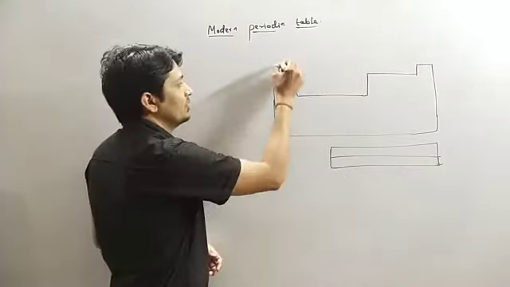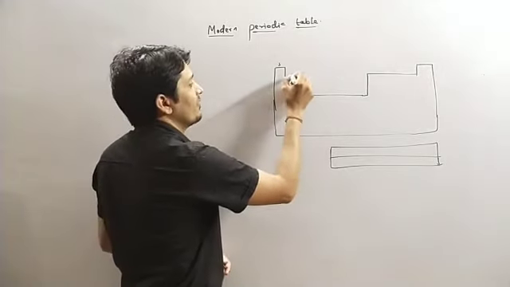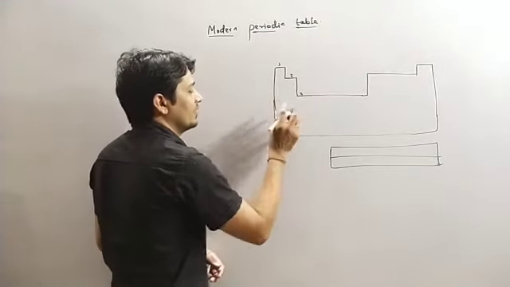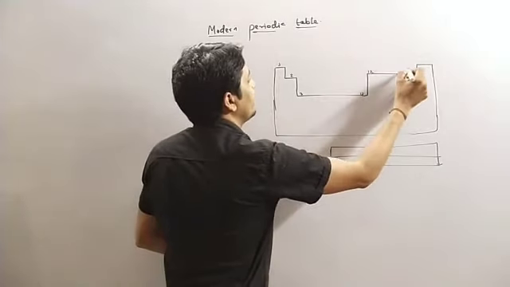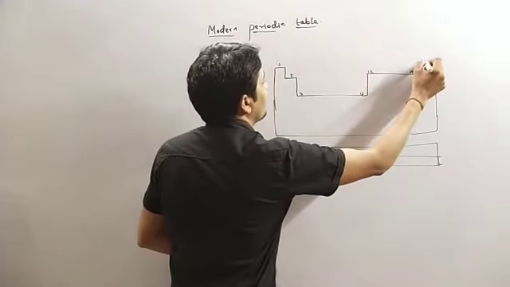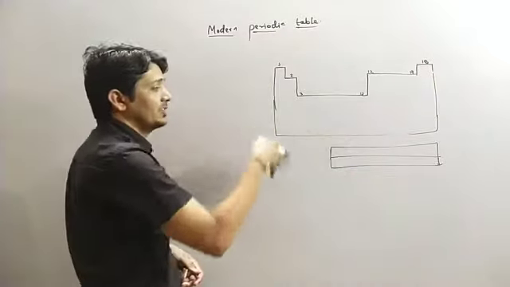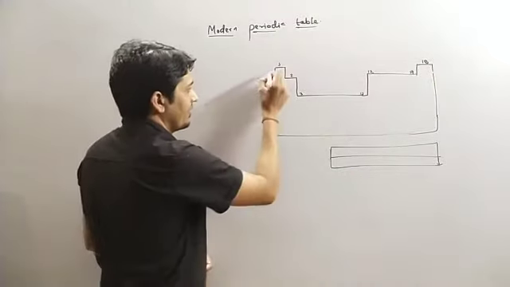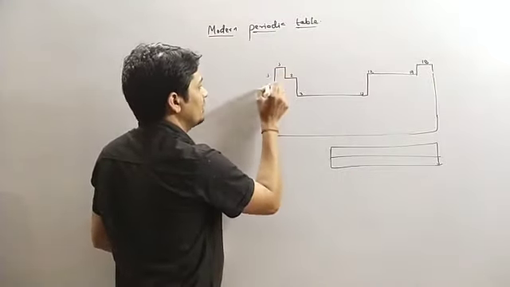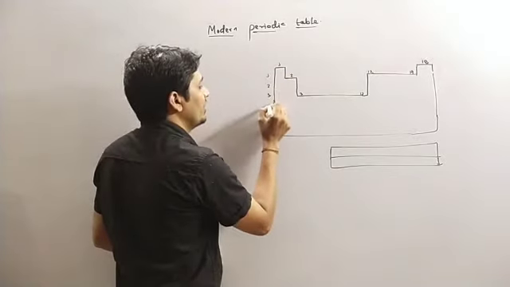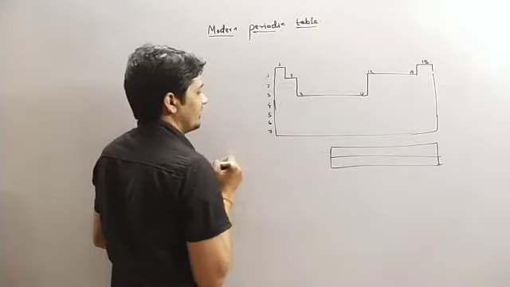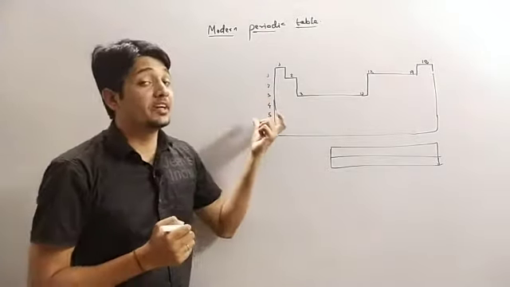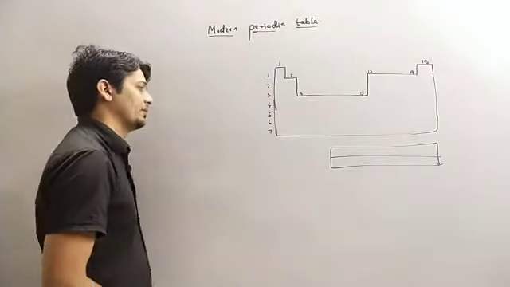Okay, so this is the first group, then we have second group, here we have third, then third to 12th, then we have 13, here we have 17, and here we have 18. So these are the groups, and we have number of periods 1, 2, 3, 4, 5th, 6th and 7th, and we have 7 periods in our modern periodic table.